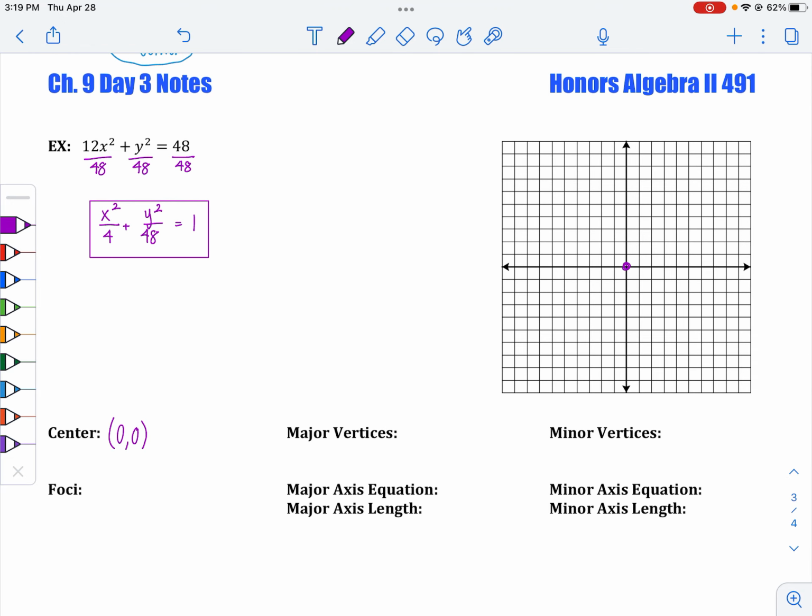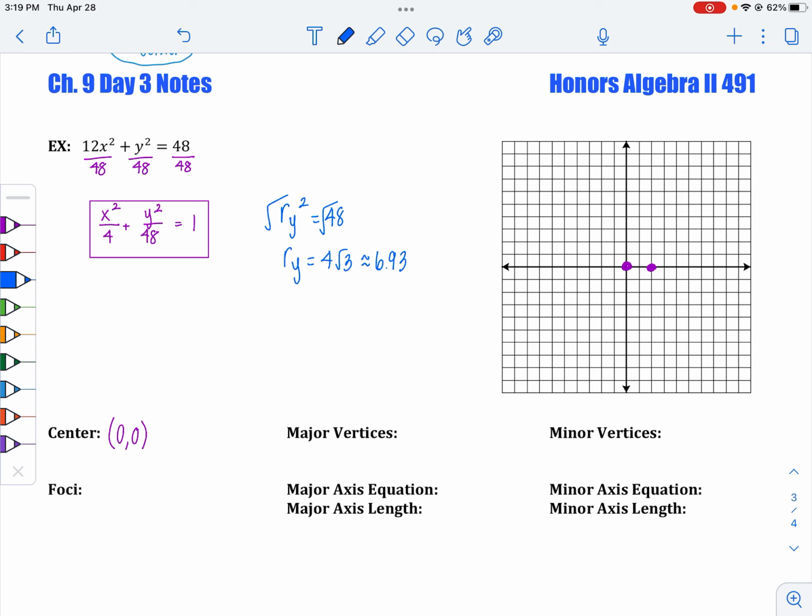So I'm at 0, 0. There's my center. Rx squared is 4, which means I go in the x direction, 2 and 2. Now, the y, ry squared is 48. That one's not as nice as the ones we've seen previously. So let's take a moment and look at that. Ry squared equals 48. So I'm going to take the square root. Ry equals the square root of 48. If I simplify that, I get 4 root 3, which is about 6.93.